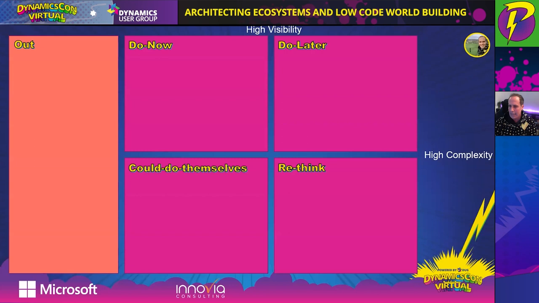That might not be the best way of doing it. How can we break it down into something smaller? Or which ones... great idea, it's low complexity, yeah, it's not very high visibility. You can probably do that one yourself. Those are probably the smaller things that you want to do. But as this starts building out, start working with your customers to plot them on this diagram.